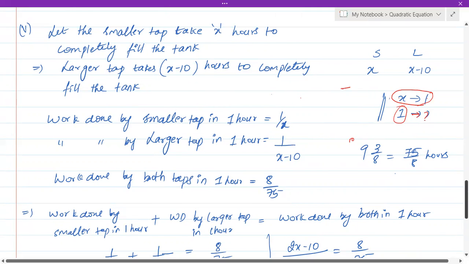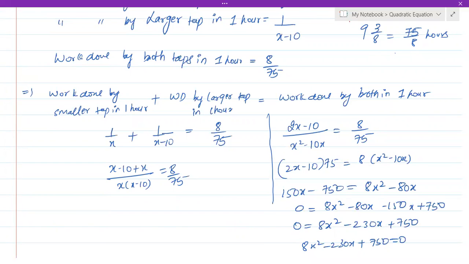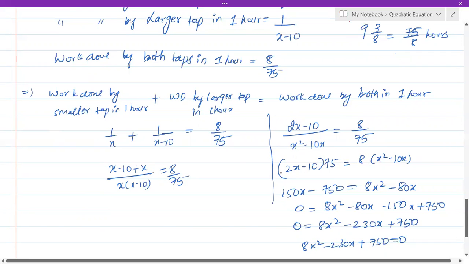So the job done by the smaller tap in 1 hour plus the job done by the larger tap in 1 hour, both put together, will be the work done by both in 1 hour, isn't it? That's what we have written. What is the work done by the smaller tap in 1 hour? 1 by x. By the larger tap, it was 1 by x minus 10. And by both, we got to know it is 8 by 75. Simplify this, we'll get the answer.